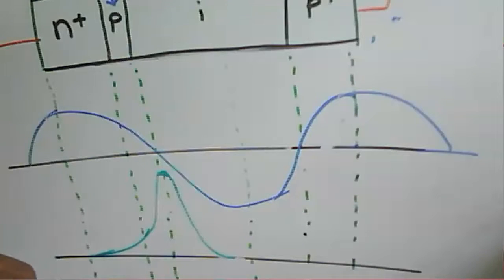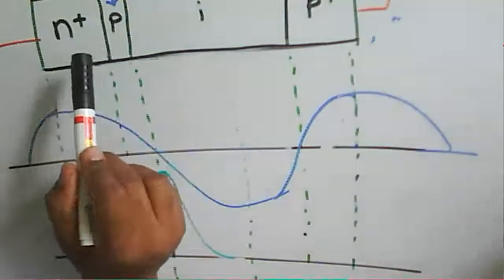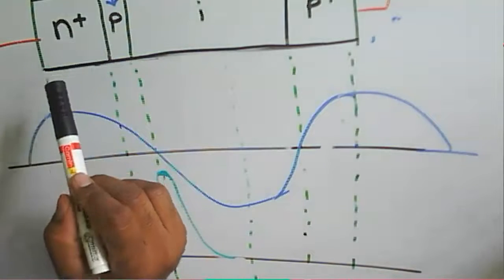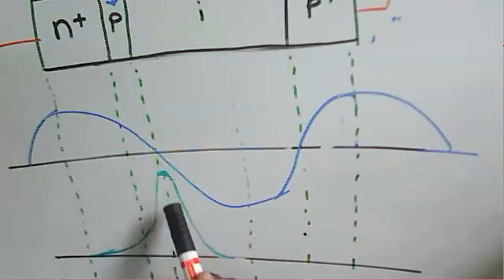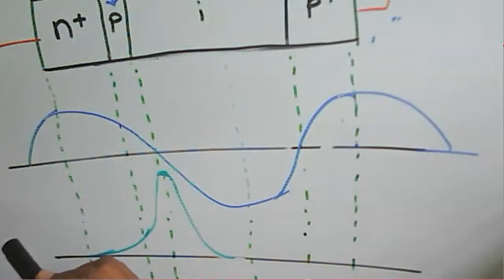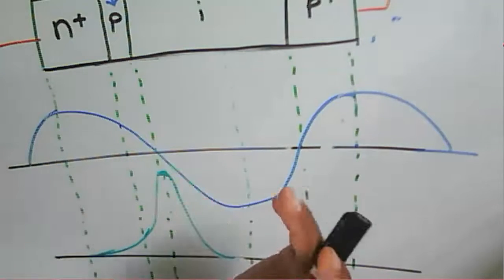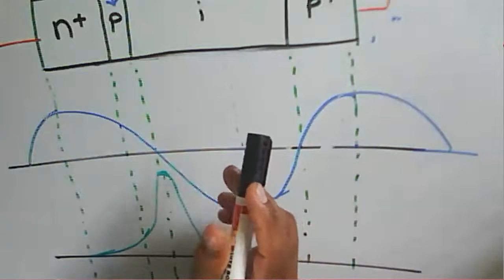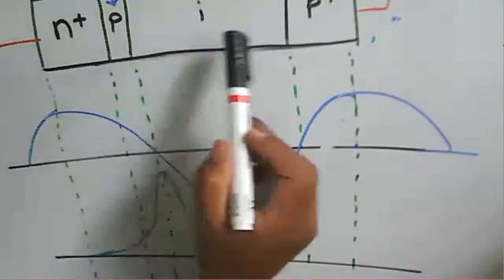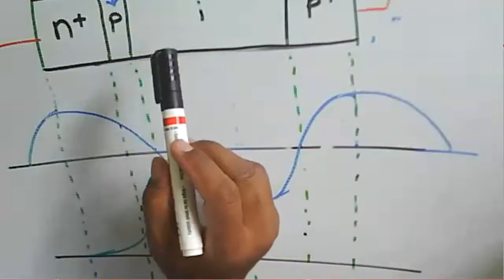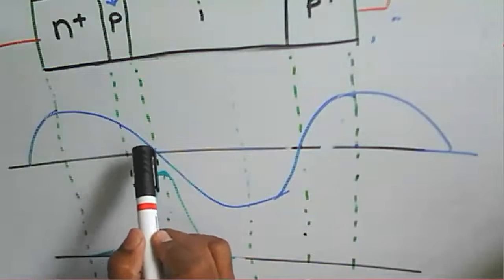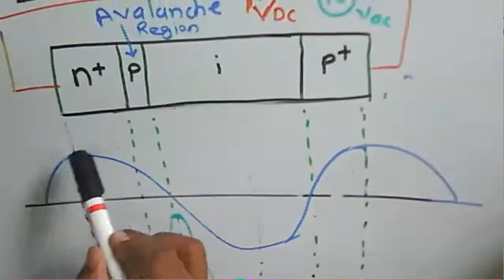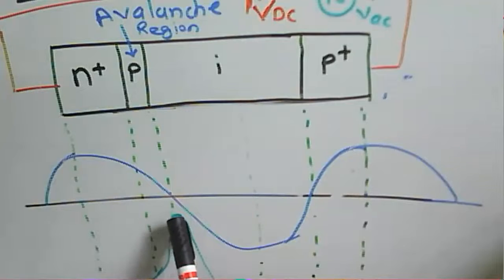Then, because the N plus P region is the avalanche multiplication region, I0 will increase exponentially and then gradually decrease, exponentially. Then in another case, what will be the current in this I region? We are supposed to consider the positive half cycle of the AC voltage. Now, everything occurs in the positive half cycle, and the current increases.